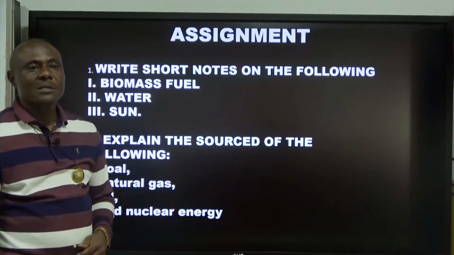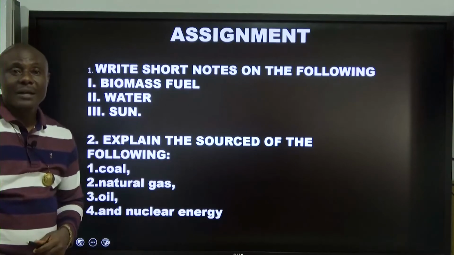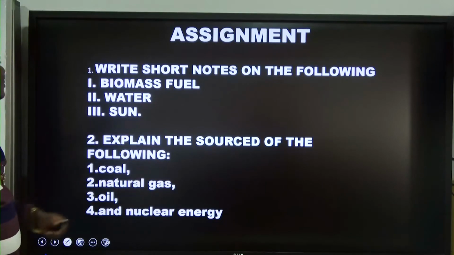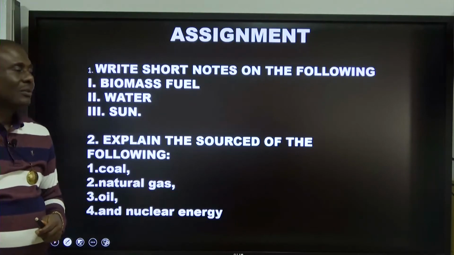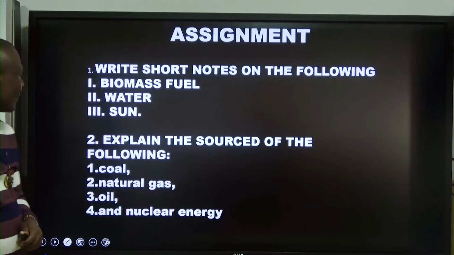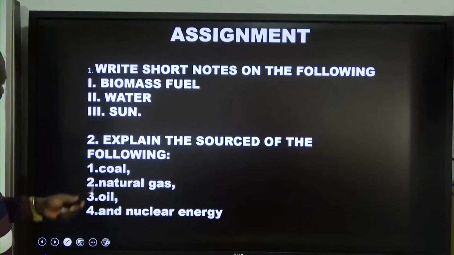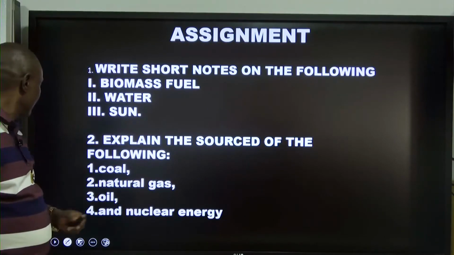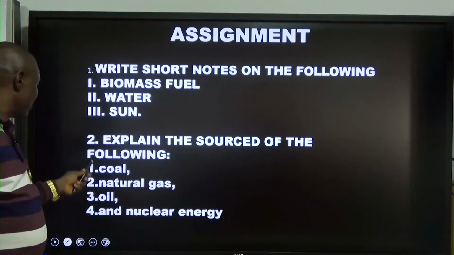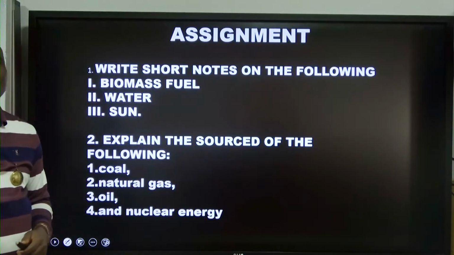Now I will leave you with this take-home assignment. Write short notes on the following. Number 1, biomass fuel. Number 2, water. Number 3, the sun. Number 2, explain the sources of the following: 1, coal. 2, natural gas. 3, oil. 4, nuclear energy. I want you to put it in your book.